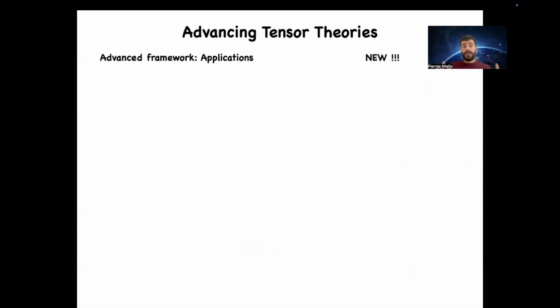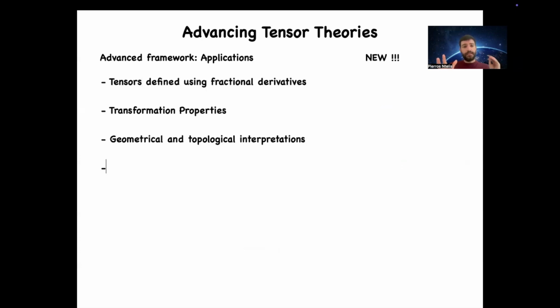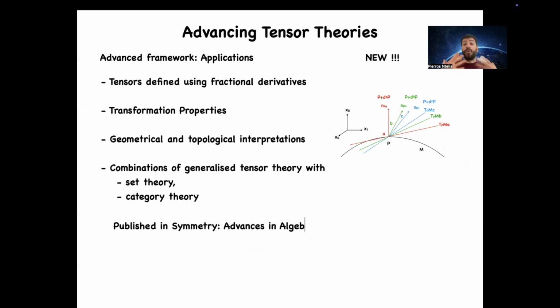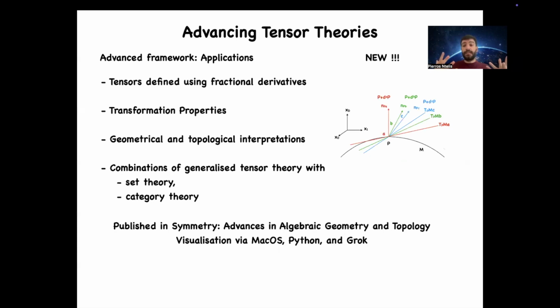Now, I would like to mention that these advanced frameworks have several other applications in mathematics, physics, and engineering. Basically, you need tensors which are defined using fractional derivatives, describe the transformation properties, then make geometrical and topological interpretations, and combine this generalized tensor theory with set theory and category theory, which are more advanced frameworks that can describe several other parts of science.